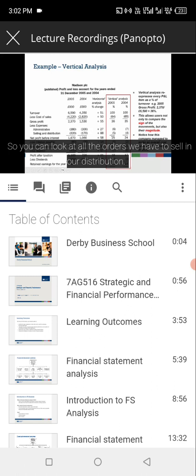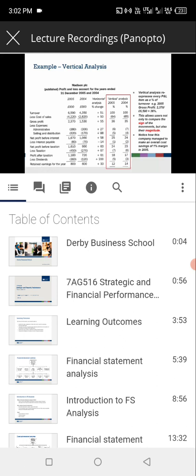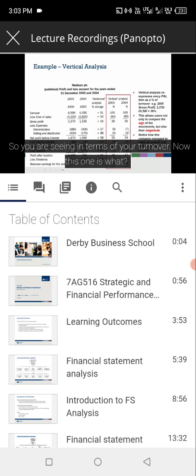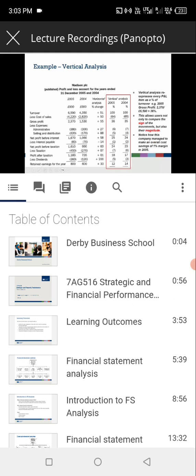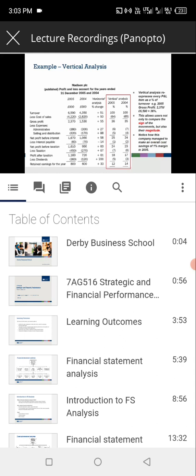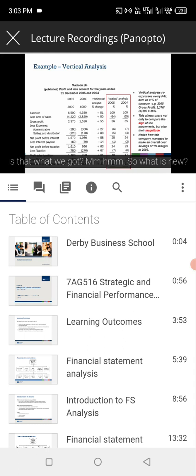We have the selling and distribution. All you just need to know is why they have increased. And that is your vertical analysis. So you are calculating each item as a percentage of your turnover. In terms of your turnover, this one is 5%. So for every 10 pounds turnover, you are spending 5 pounds on selling and distribution. That's what it means. Is everybody okay with that?